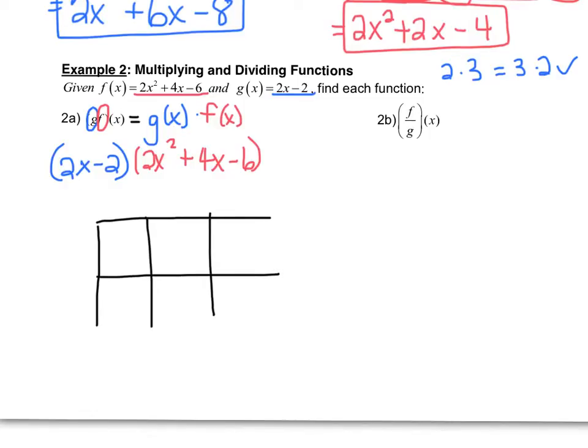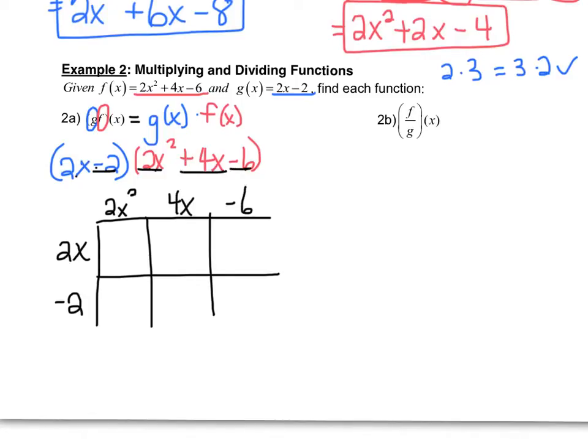So I'm going to go ahead and draw a 2 by 3 box. If you like doing FOIL for these kinds of problems, that's fine. I'm going to do the box way. So I have 2x and -2 on the side, because that comes from right there. And on the top, I'll have the 2x squared, the positive 4x, and the -6.